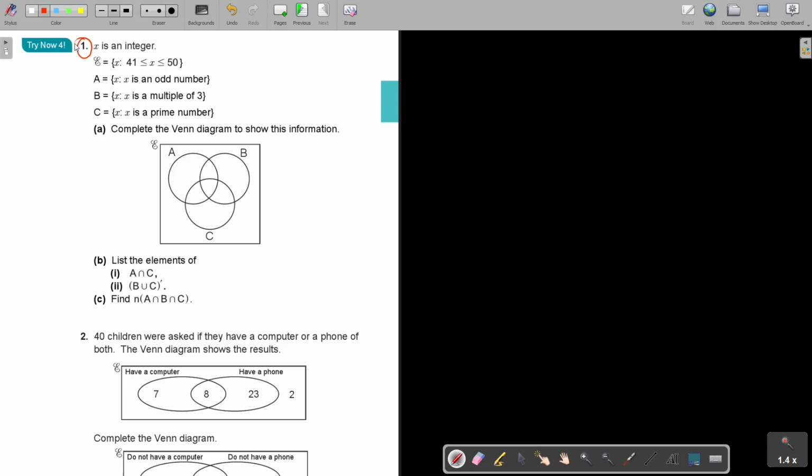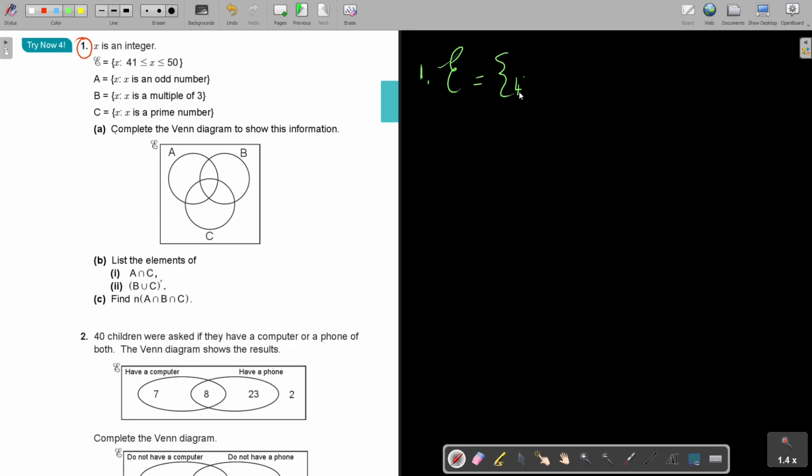So X is an integer. Okay, so just start there. So the universal set is between, and they tell you, between 41 and 50. So it's included. Okay, and then X is an odd number in that, and then it's a multiple of 3. It's a prime number, complete. Now, the best will be if you do one like this. If you start, okay, I'm just making it, it's not so nice as that one.